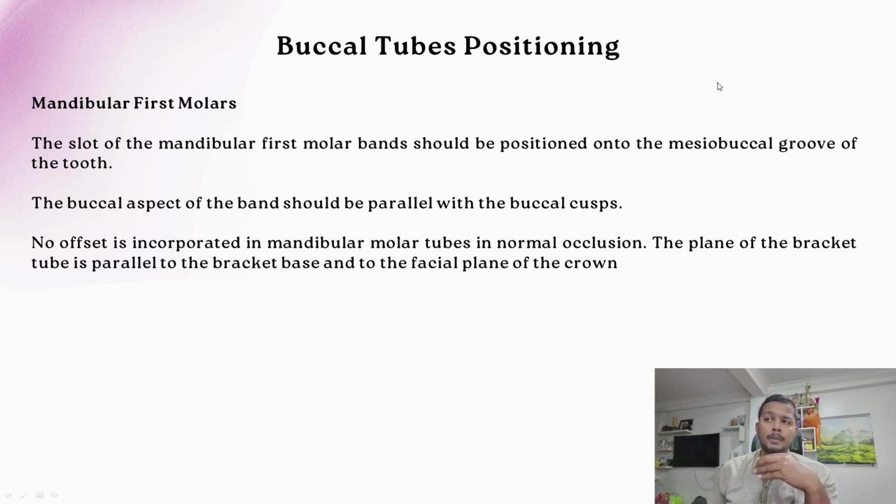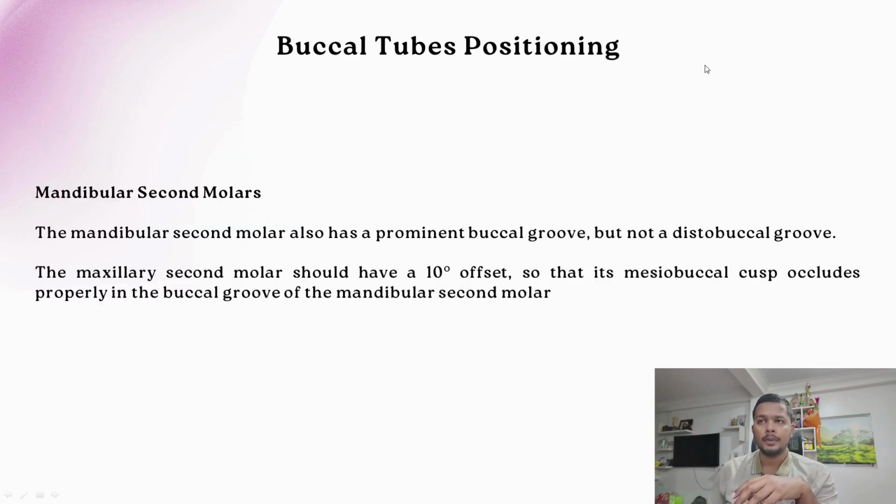The slot of the mandibular first molar band should be positioned onto the mesiobuccal groove of the tooth. The buccal aspect of the band should be parallel with the buccal cusps, as should the orifice of the band. No offset is incorporated in the mandibular molars, unlike the maxillary first molars. In normal occlusion, the plane of the bracket tube is parallel to the bracket base. There is no 10-degree offset to the facial plane of the crown.